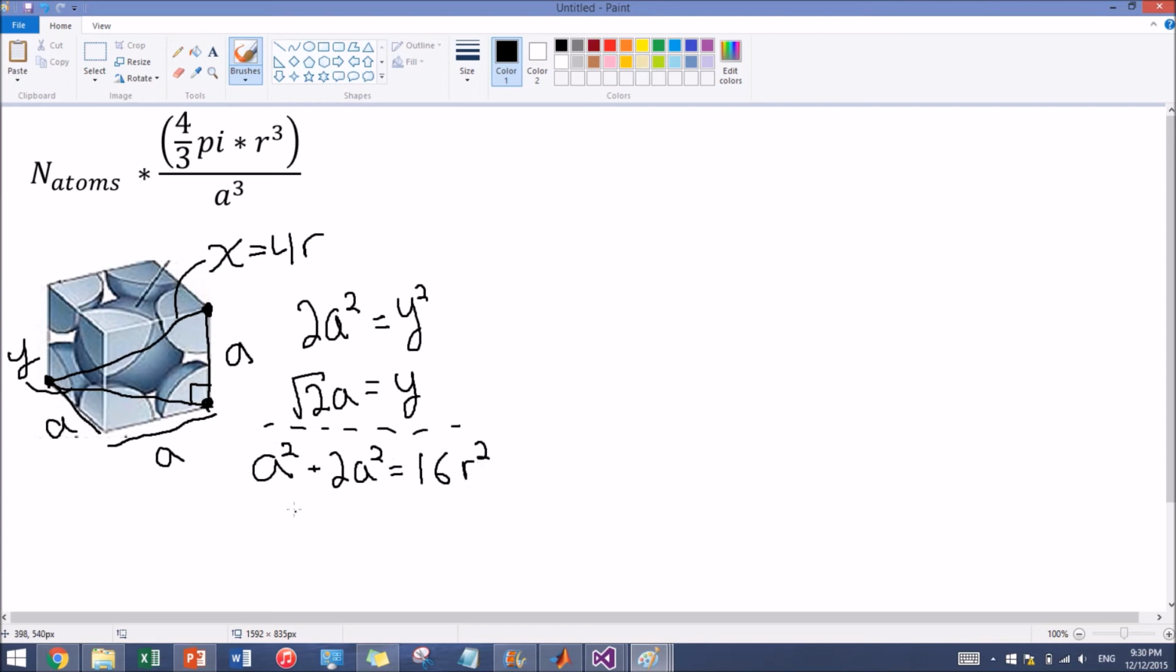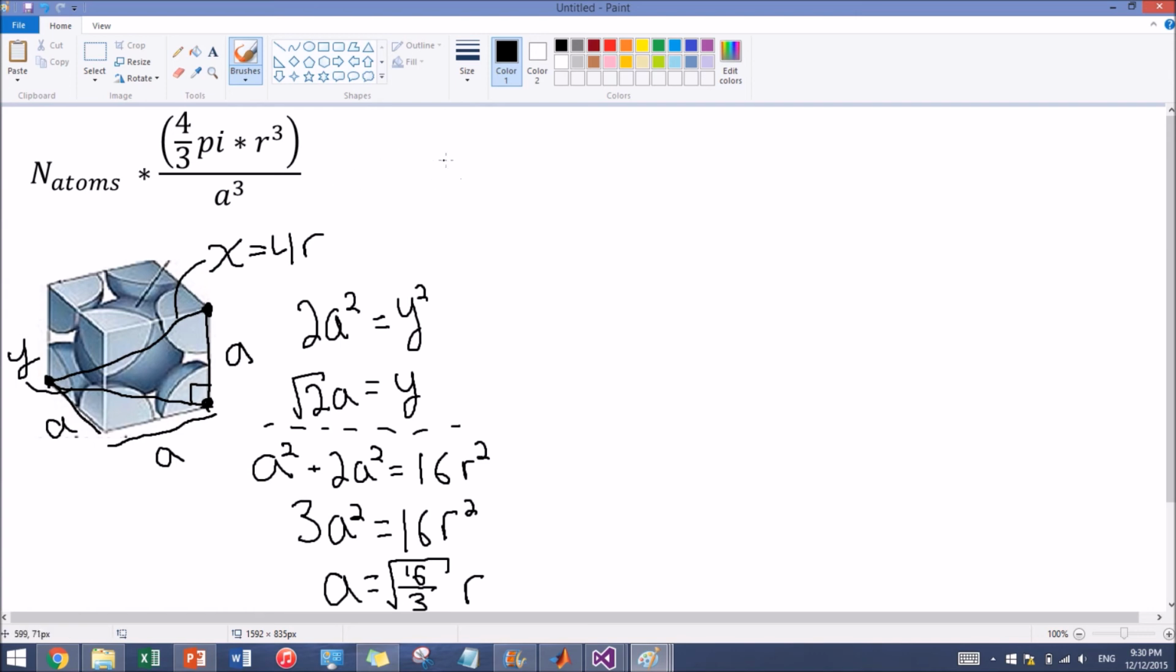So now adding, we have 3a squared equals 16r squared. Just because I'm running out of room, I'm going to skip a step or two. I'm just going to divide by 3 and take the square root. So a is equal to the square root of 16 over 3 times r, sorry for the small handwriting. Great, now we have a relationship. Let's solve for the APF.